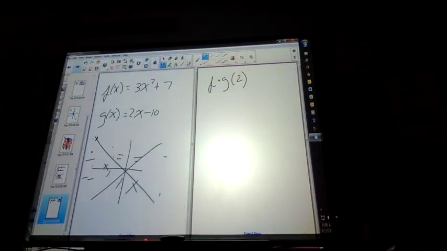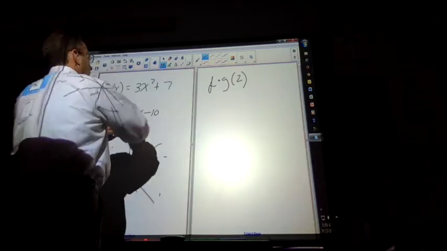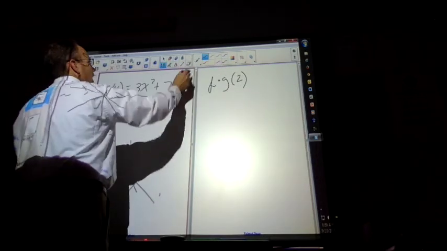F times g of 2. What do you think? Any ideas? No, I'm just multiplying them together. I'm not plugging it in. It's supposed to be times. So close. Love it. So it was said.